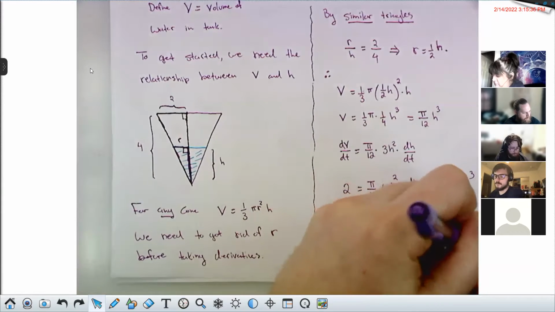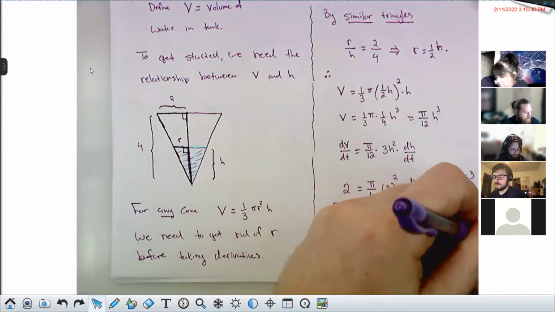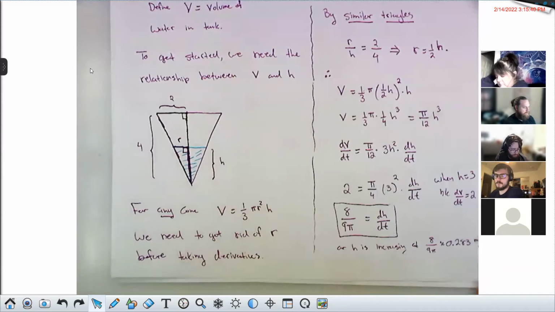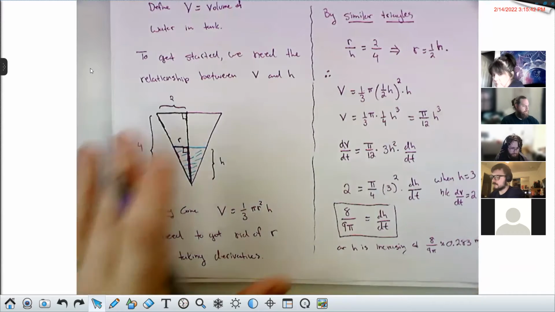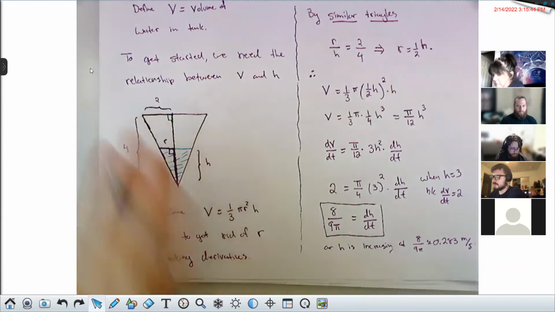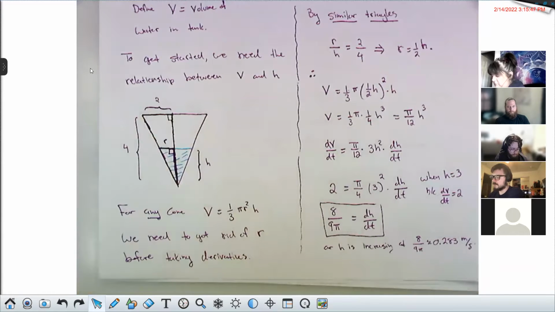Looks like 283. It's meters per second. Cool stuff, right?